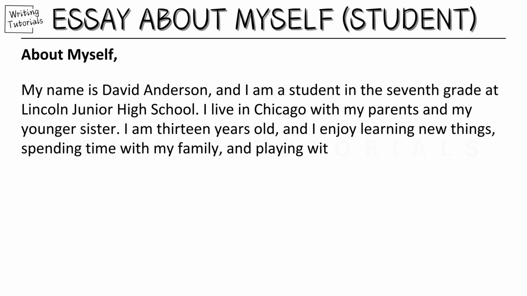Then, it gives details about grade and school. That's something every student can include, like the name of their school and which class they study in. After that, the essay shares personal details such as the city they live in and their family. And finally, it lists age and interests. When you write this part, think of it as your hello to the reader. Keep it simple, but cover your name, age, school, family, and one or two things you like to do.